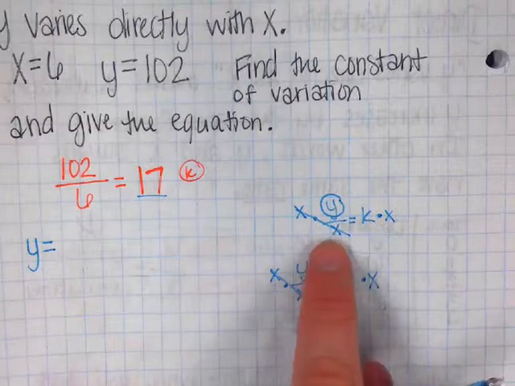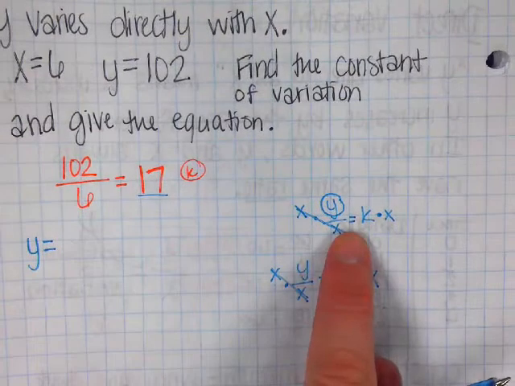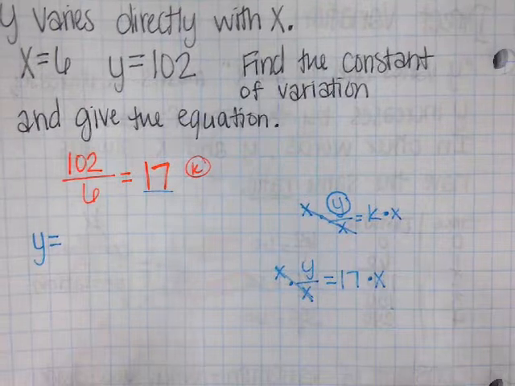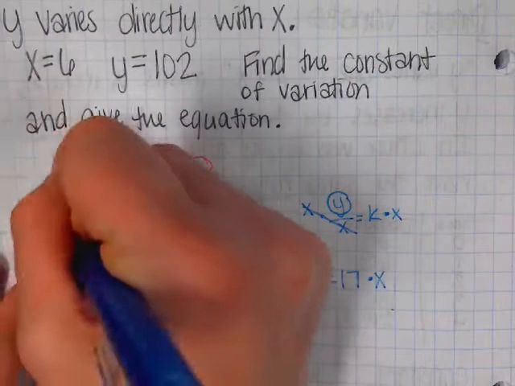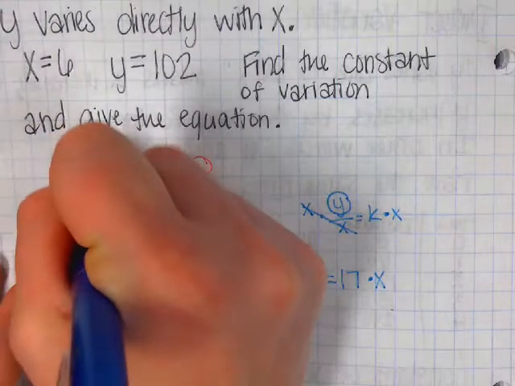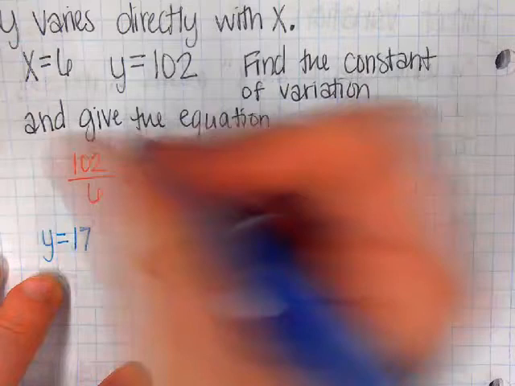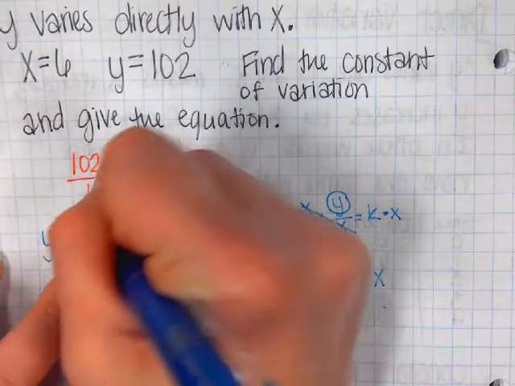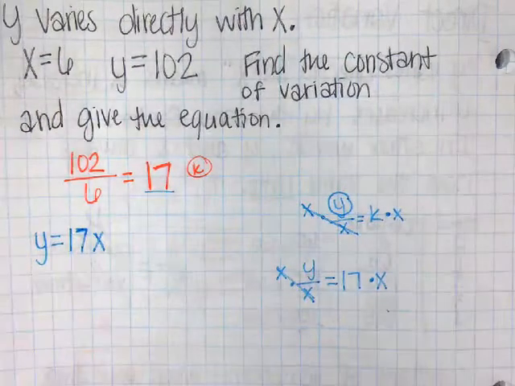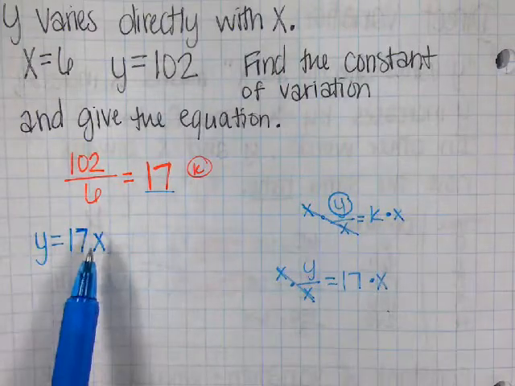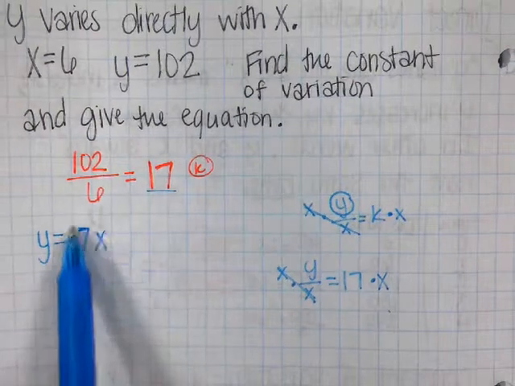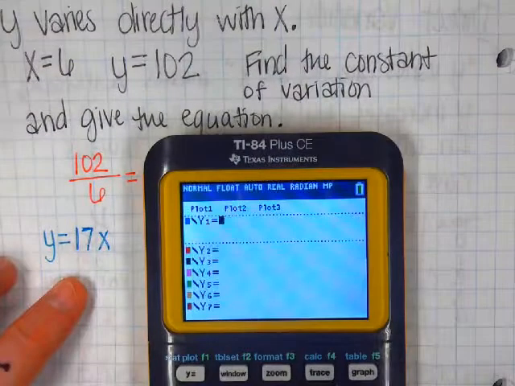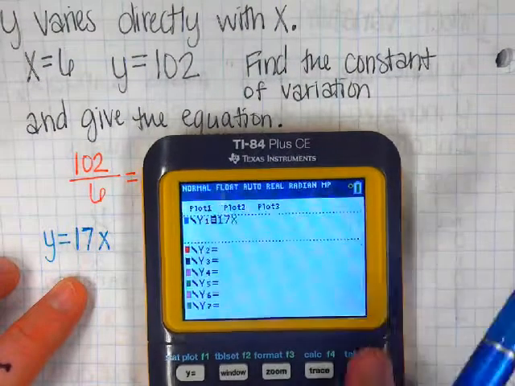Now, if you can just memorize the two separate equations, where you have y divided by x equals k and y equals kx, you will do great in this unit. So y equals 17x is your final equation, just because that is your constant.